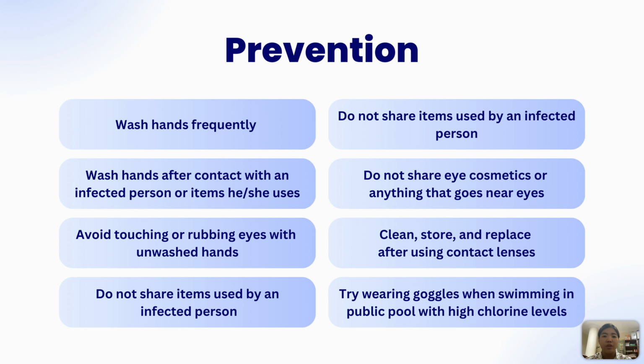About the prevention of conjunctivitis while traveling. To prevent the transmission of conjunctivitis while traveling, the key is maintaining our personal hygiene, such as washing hands frequently, washing hands after contact with an infected person or items he or she uses, and avoiding touching or rubbing eyes with unwashed hands. Do not share items used by an infected person, and do not share eye cosmetics or anything that goes near the eyes. Clean, store, and replace contact lenses properly, and try wearing goggles when swimming in a public pool with high chlorine levels.